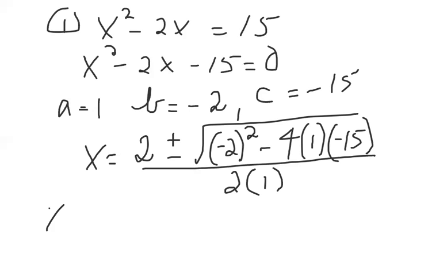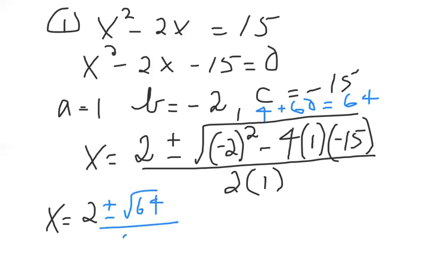Now guys, be careful when you're typing this into your calculators. Negative 2 squared, that's positive 4. And let me write it over here, okay? And then negative 4 times 1 times negative 15, that's going to give you 60. You see that? So we add them together, we get 64. You can type all of that into your calculator right away. Negative 2 squared minus 4 times 1 times negative 15 should give you 64. So we get 2 plus or minus the square root of 64 over 2.